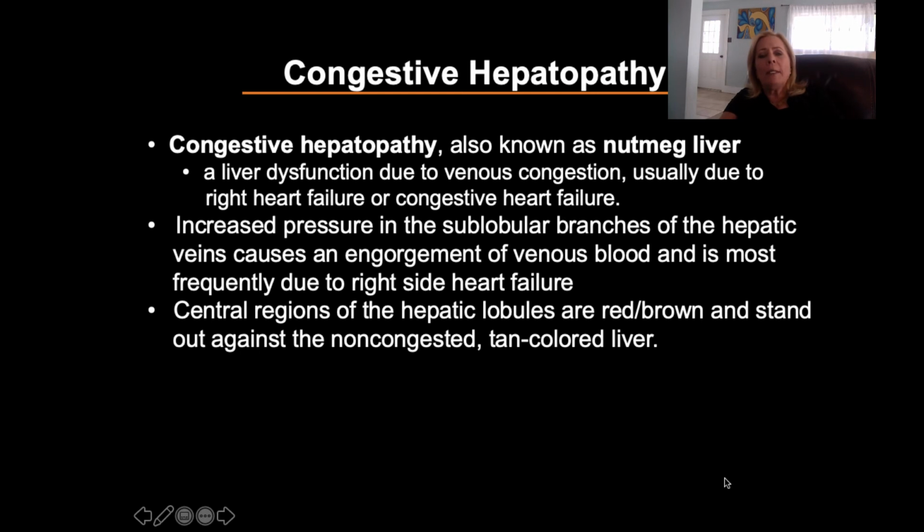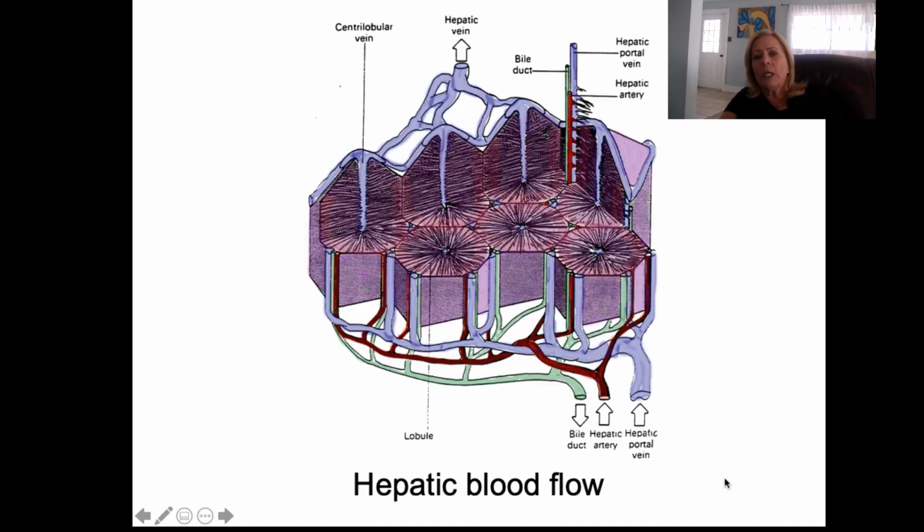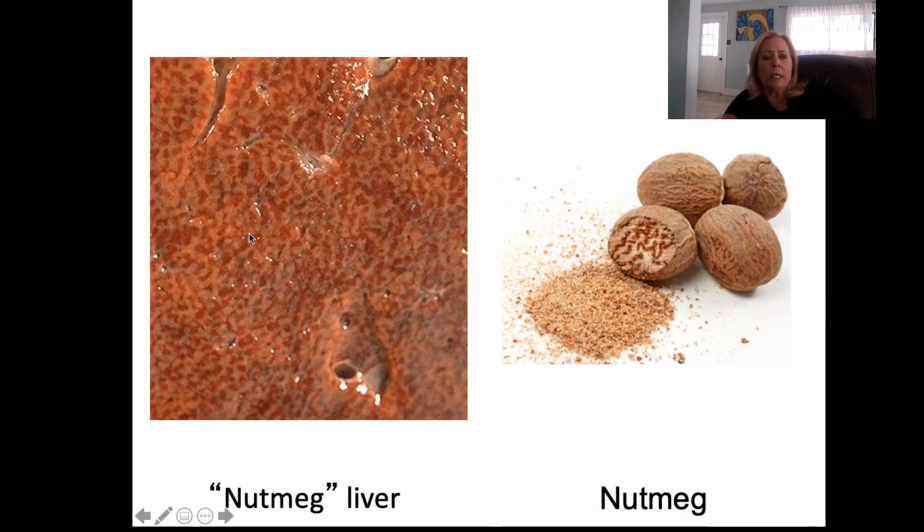So what happens is these central regions of these hepatic lobules kind of look reddish brown, and they stand out against the non-congested regions of the liver. So here's the hepatic vein, and it's going back into these central lobular veins, and it's creating in this area this kind of dark red, light red type of looking thing, and that's what you see here. And if you've never seen a nutmeg before, it looks very similar to this. And so this is what we call nutmeg liver.